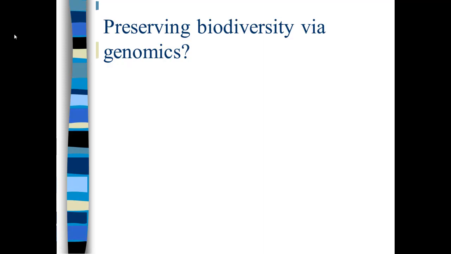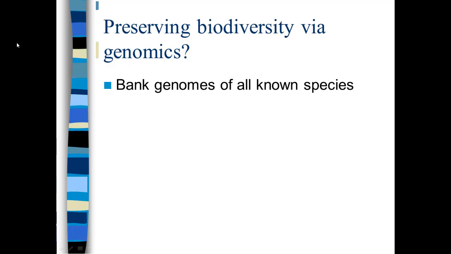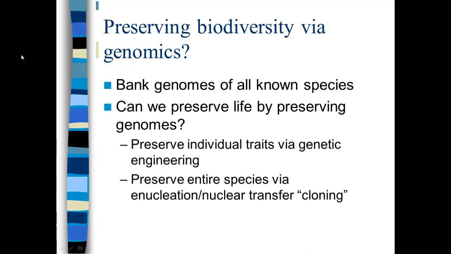Biotechnology could be used to preserve biodiversity by preserving the genomes. So if we bank the genomes of all known species, then we have that genetic information available. And that shows that perhaps we can preserve life by preserving genomes. If a species becomes extinct, then we can at least preserve the individual alleles, and we can preserve those traits via genetic engineering. We may not have the entire genome, but we can take the individual traits, and we can genetically modify plants and animals to express those traits.